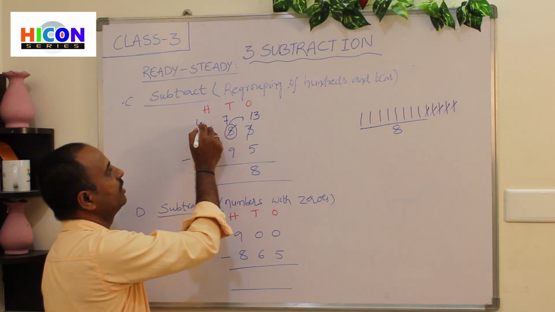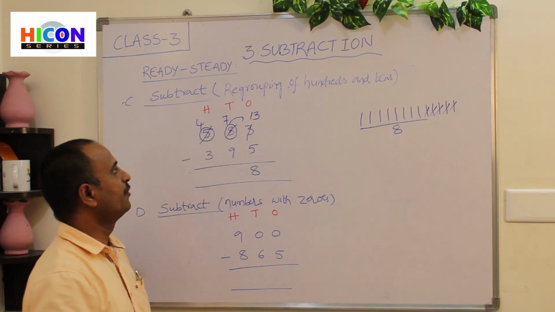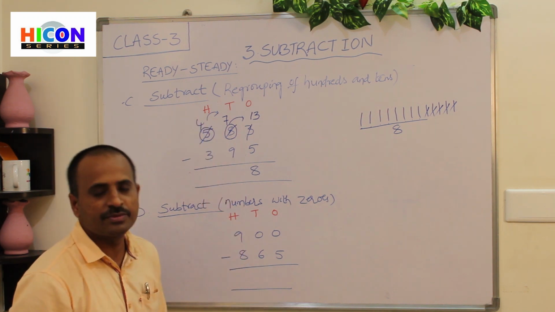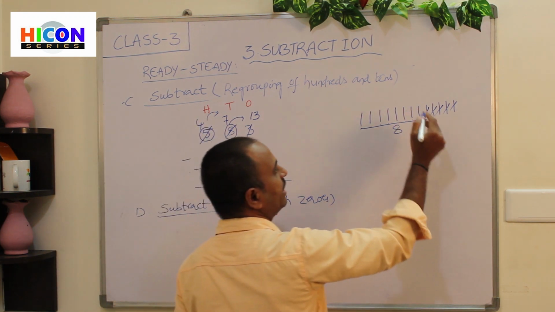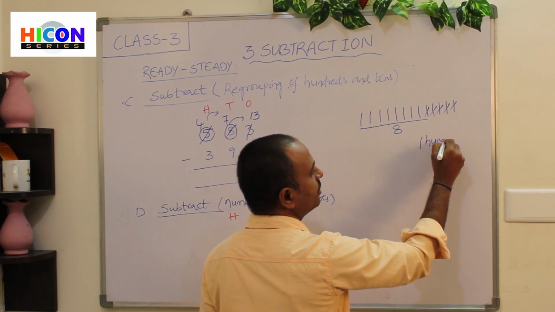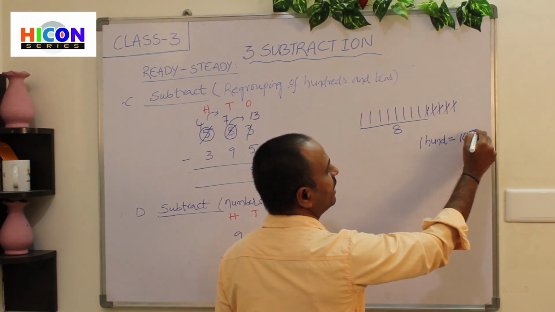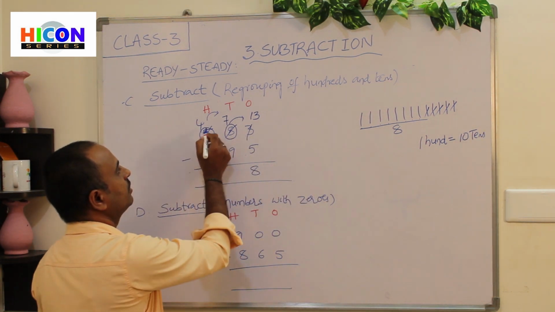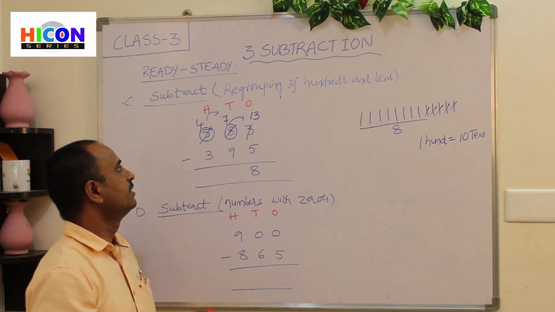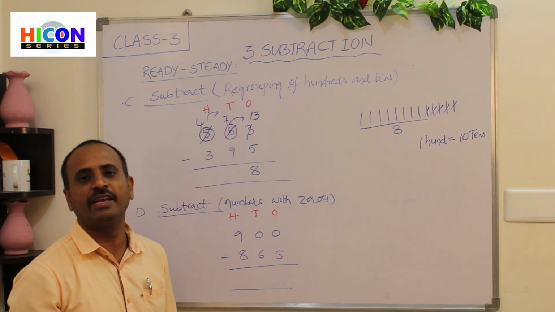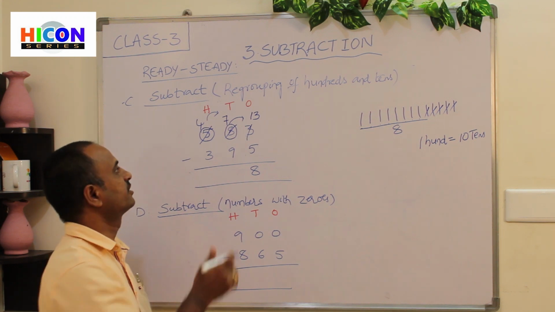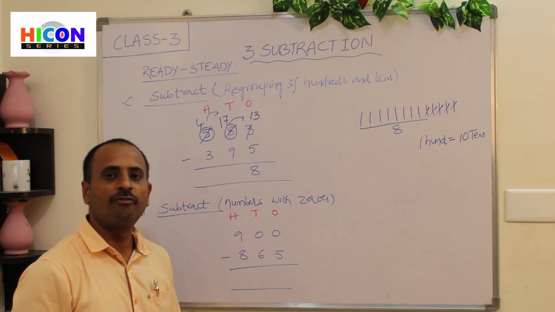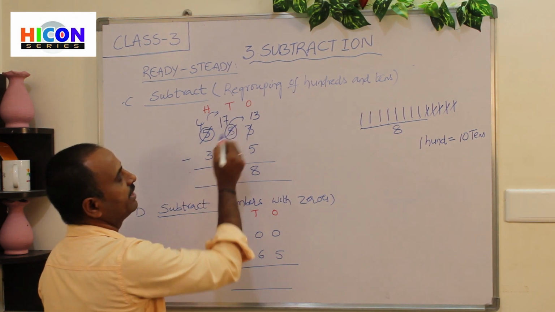So 4 hundreds will be left there. So write 4. So if you carry 100 to the tens place, how many tens does it become? If you carry 100 to the tens place, 100 becomes 10 tens. So already there are 7 tens. This 10 tens and 7 tens becomes 17 tens. So write 17 here. So just simply draw 1 before it. So total becomes 17 tens.